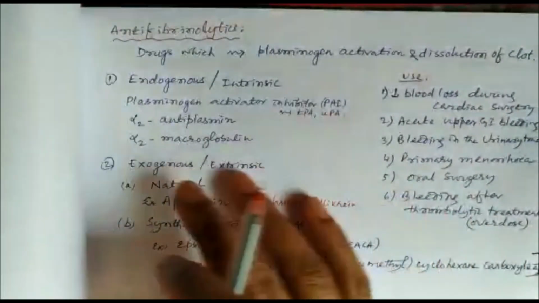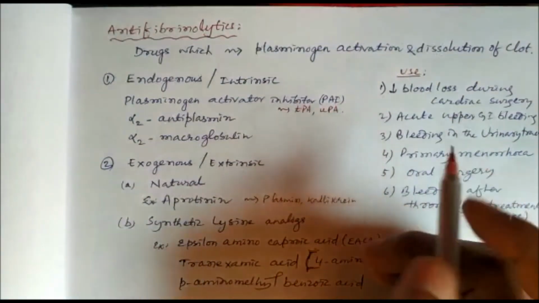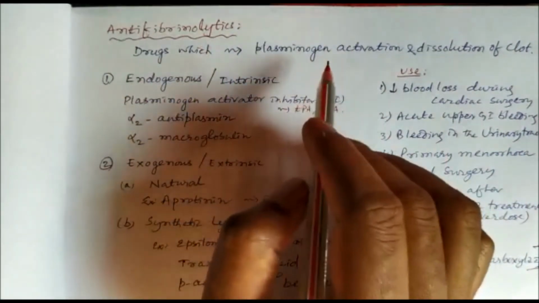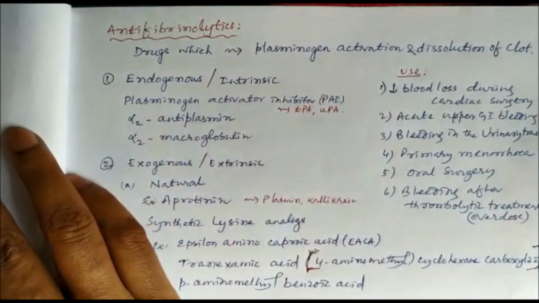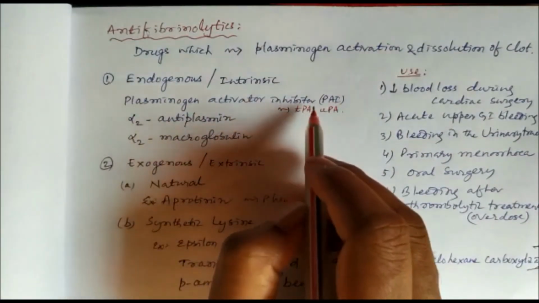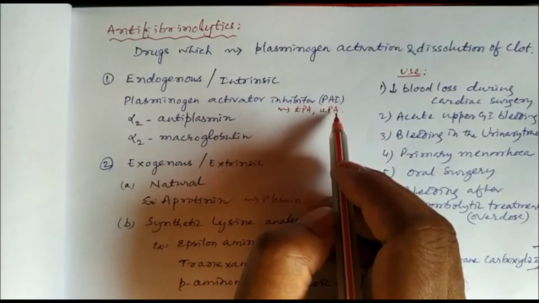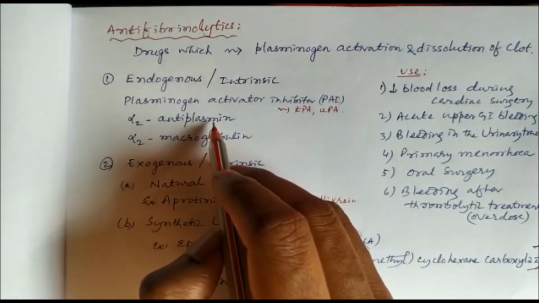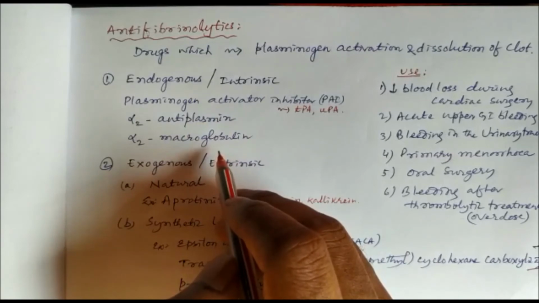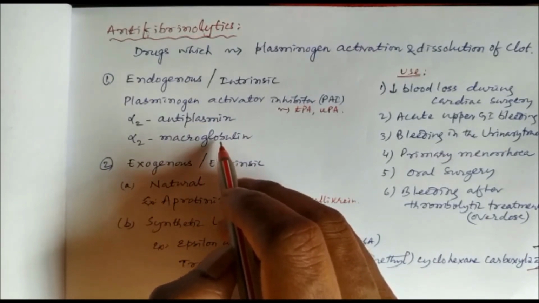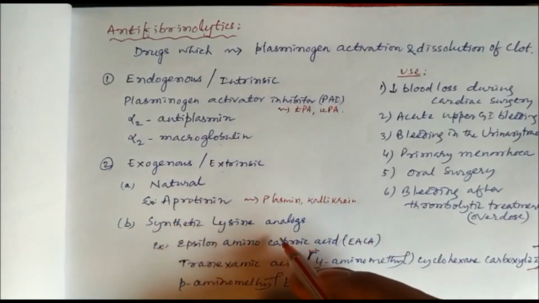Then antifibrinolytics are the drugs which inhibit plasminogen activation and dissolution of the clot. They can be endogenous or intrinsic, and exogenous or extrinsic. Endogenous ones are like plasminogen activator inhibitor, which inhibits the tissue type plasminogen activator and urokinase type plasminogen activator. Then alpha 2 antiplasmin, which binds irreversibly to plasmin. Then alpha 2 macroglobulin also binds to plasmin, but it has relatively low affinity compared to alpha 2 antiplasmin. Then exogenous, we can have either natural or synthetic lysine analogs.